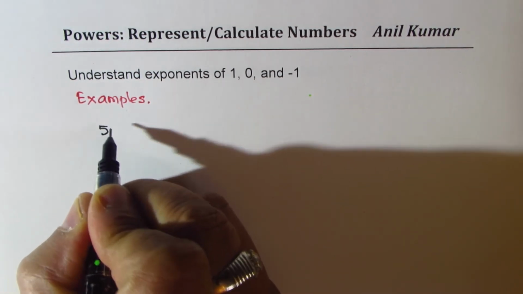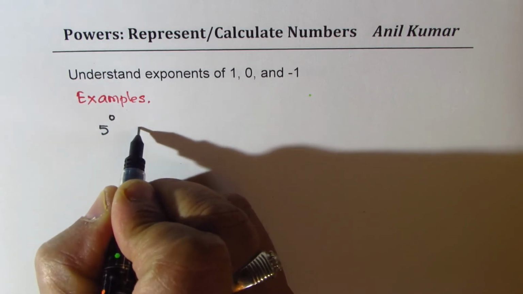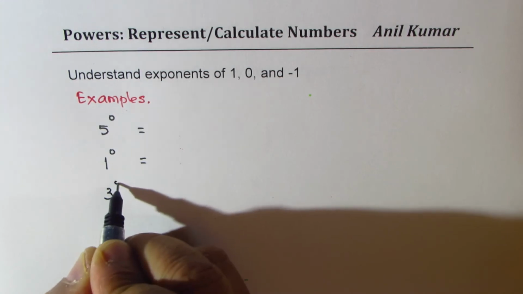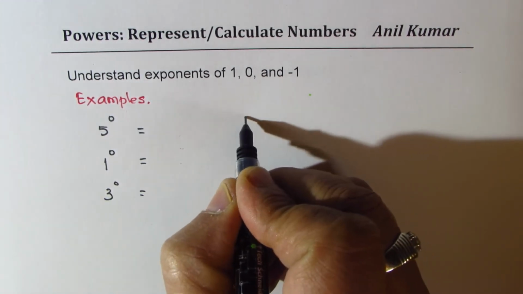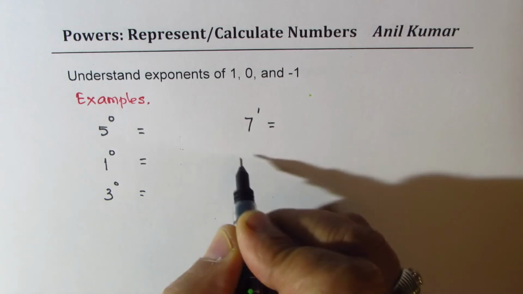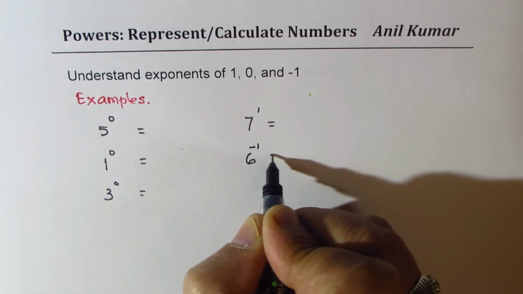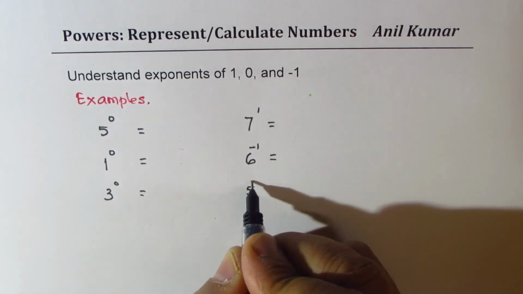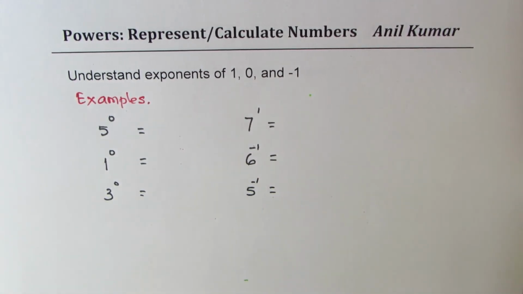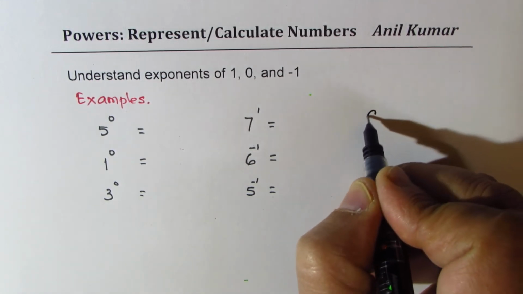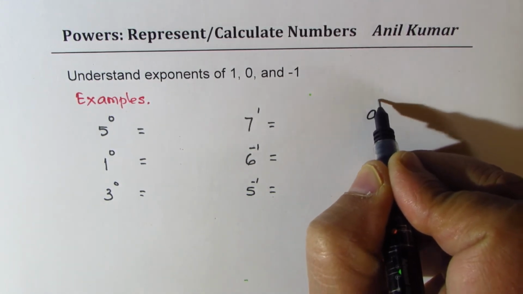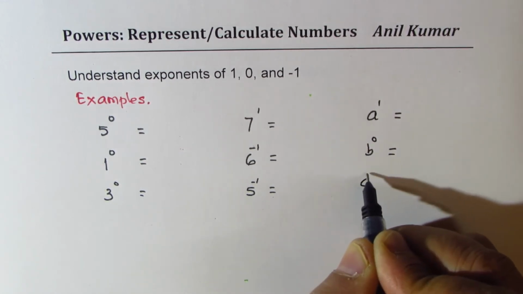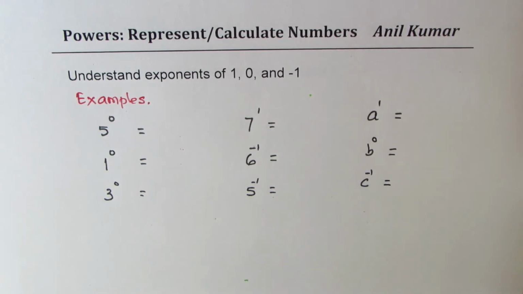So if I have 5 to the power of 0, what is this equal to? 1 to the power of 0, what is this equal to? 3 to the power of 0, what is this equal to? If I have 7 to the power of 1, what should that be equal to? If I write 6 to the power of minus 1, not 1, then what is that equal to? And how about 5 to the power of minus 1? And if I give you just general terms, that is a to the power of 1, what is that equal to? b to the power of 0 is what? And c to the power of minus 1 is what?